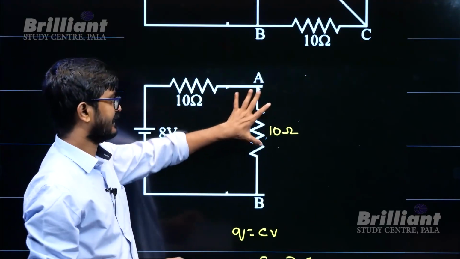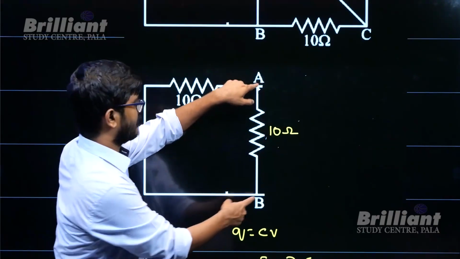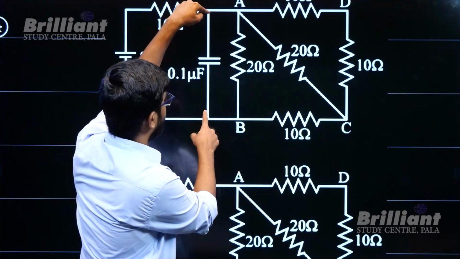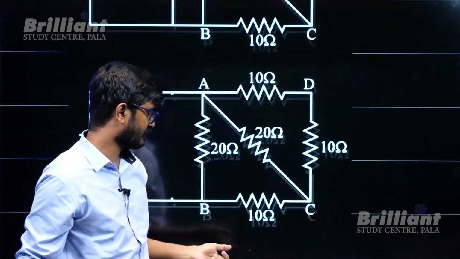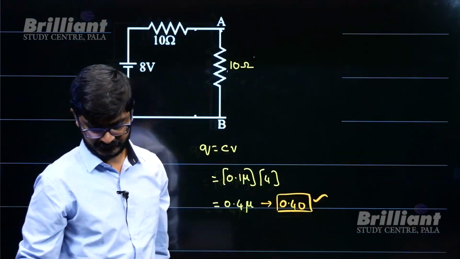So I can find the current and this potential difference. This potential difference will turn out to be 4 volt. This potential difference will be the same as the potential difference across the capacitor. So what is the charge on the capacitor? Q equals C into V, where V is 4 we got.